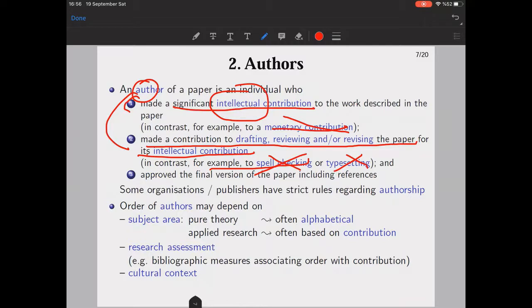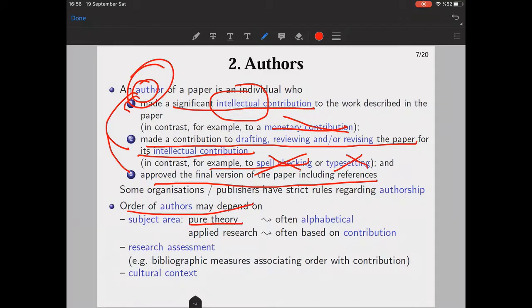And the researchers who approved the final version of the paper, including the references, the total one, should be approved by all of the authors. I mean, the total paper. Full paper. The order of authors may depend on the subject area.